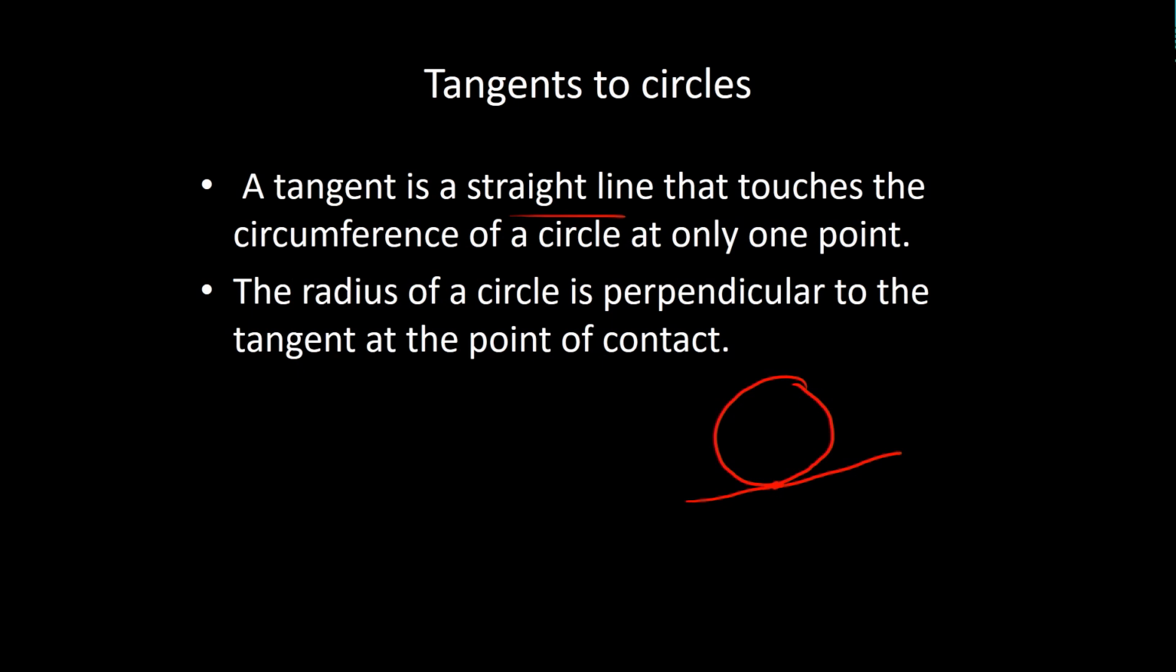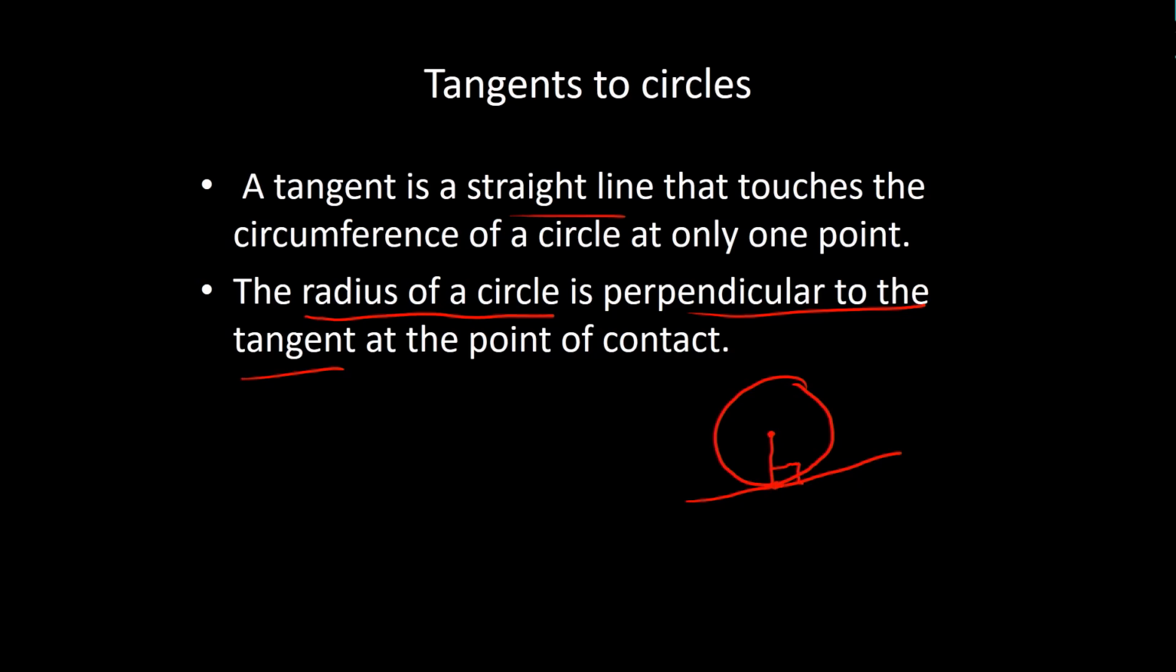Now this is where I was saying it's important to remember your Euclidean geometry theorems, because the one thing you need to remember is that the radius of a circle is perpendicular to the tangent at the point of contact. So say we know that that's the center of the circle, then the radius, which is the line drawn from the center to the circumference, will be perpendicular, form 90 degrees with the tangent at the point of contact.